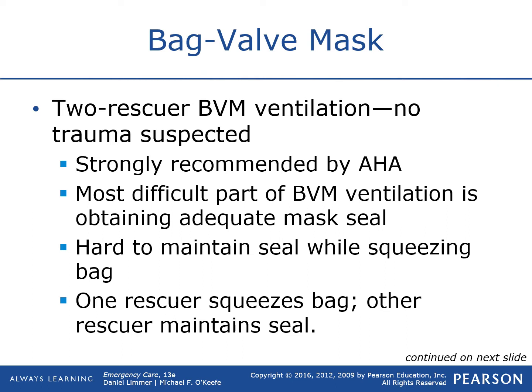So if you have the extra hands, 2 person is what we definitely want. A lot of times, unfortunately, in EMS, we don't have enough hands to go around. So a lot of times we end up doing 1 rescuer BVM ventilations. So as the slide says, the most difficult part of ventilating a patient is having an adequate mask seal. It's really hard to maintain that seal with just 1 hand. So 2 rescuer is really what we want to do, but oftentimes we can't.